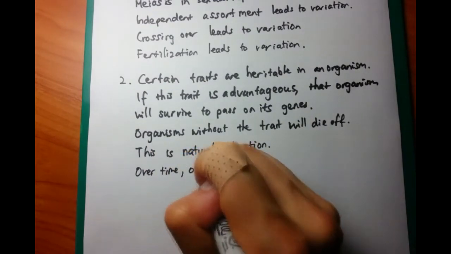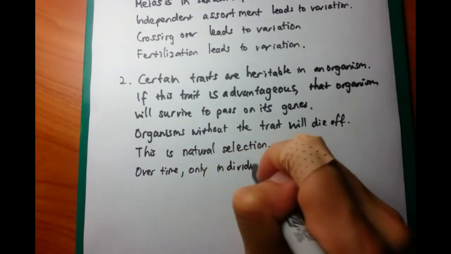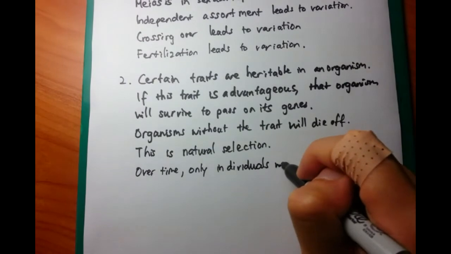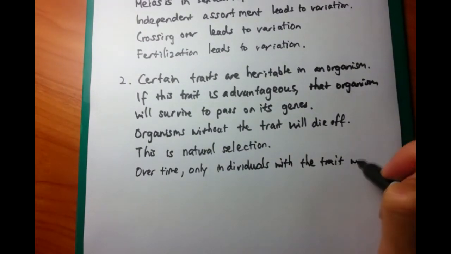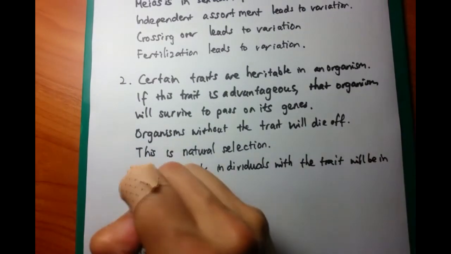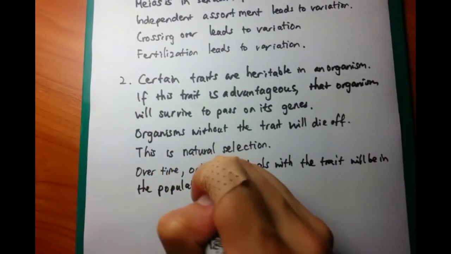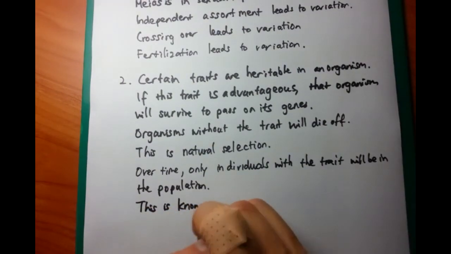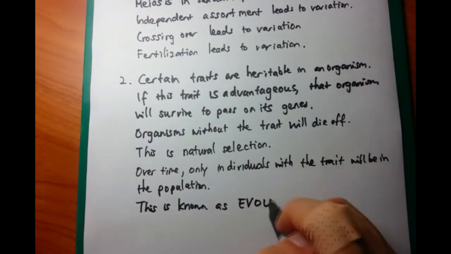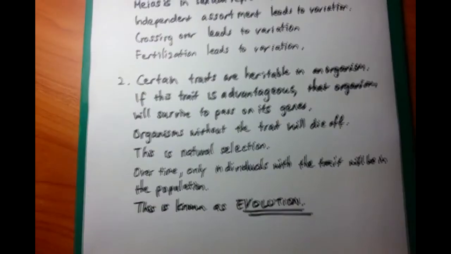Now, as this process repeats over time, only individuals with the advantageous trait will be in the population, and this is known as evolution. The process of evolution is a long one, and only when you have a certain species displaying the same trait, all of those particular organisms, then that is known as evolution.